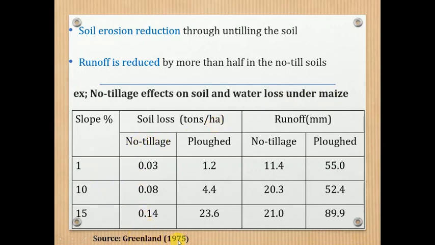As per Greenland in 1975, the soil loss and runoff under no-till situations and conventional tillage operations are higher when the slope of the land is increased. Irrespective of the slope of the land, the soil loss is lesser under no-till situations than tillage situations. The runoff is lesser under no-till situations than a tilled situation.